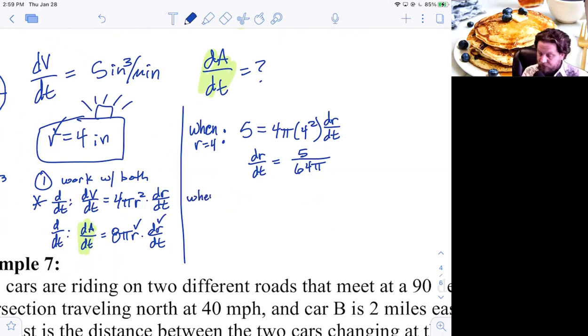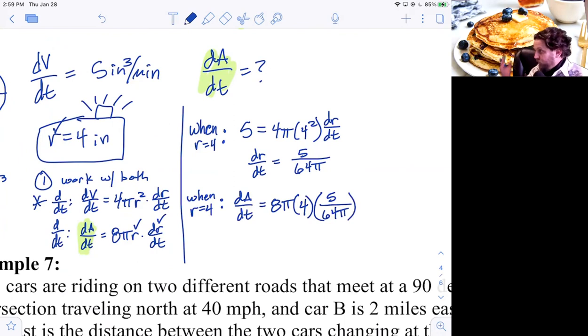So again, when r equals 4, I get dA/dt equals 8 times pi times r, which is still 4, times dr/dt, which is 5 over 64 pi. And that's a number. So if you wanted to stop there in a free response, units would be inches squared per minute.